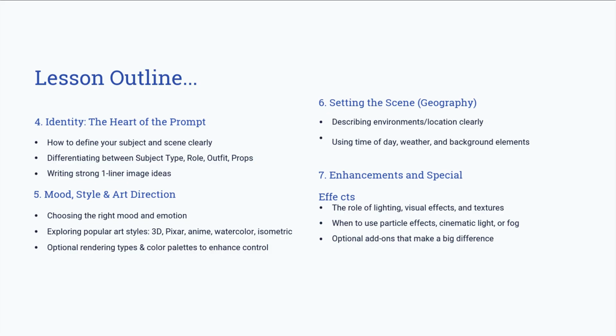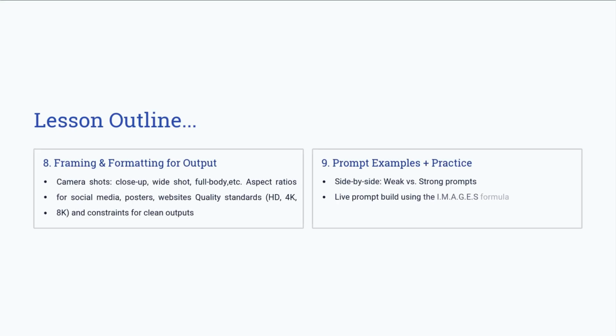Once that's done, we'll explore how to set the scene. That means describing the environment, time of day, weather, and those tiny background details that bring it all together. Next, we'll look at special effects, lighting, particles, textures, and how to use them to level up your image. After that, it's all about framing and formatting, the camera shot, image ratio, resolution, and how to make your output look clean and professional.